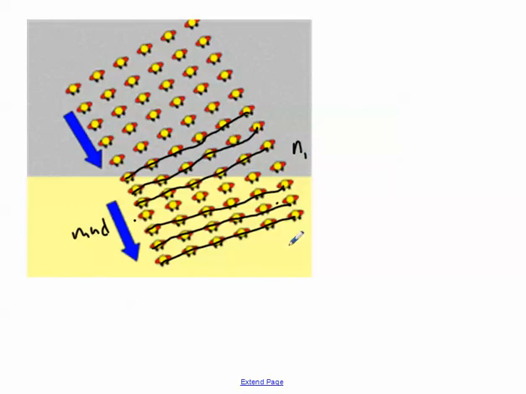So let's say I represent the two media with an index of refraction, which is an indirect measure of the speed. What I can say very simply is if I take the ratio of the two indices of refraction, that's going to be, by definition, c over v1 divided by c over v2.